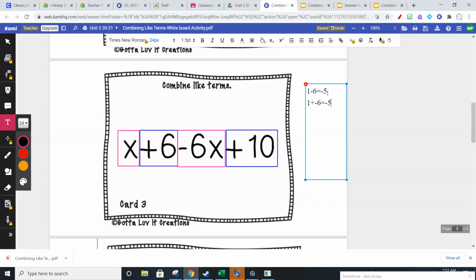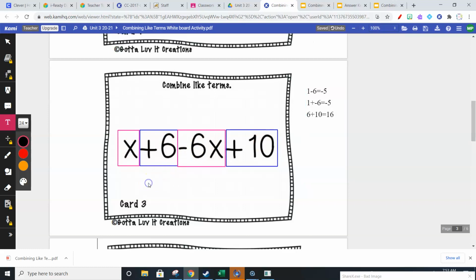So I have negative 5x, and then I'm doing positive 6 and positive 10. Well, positive 6 and positive 10 is a positive 16. Sorry, they're not like terms. They're both positive, that's why we're adding them together. The other ones, one was positive and one was negative, that's why we subtracted them. Keep the sign of the greater absolute value.